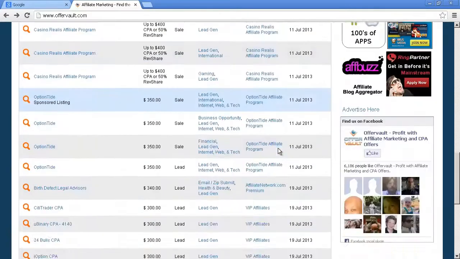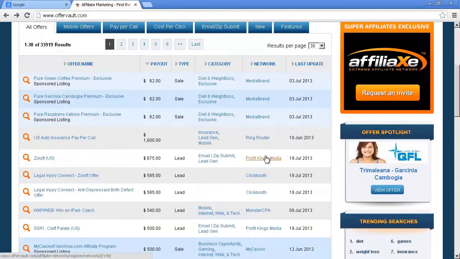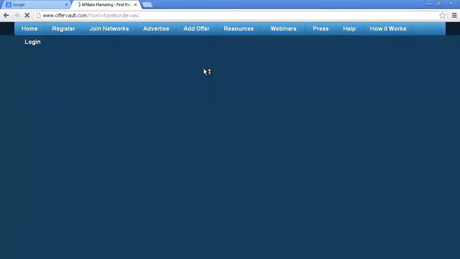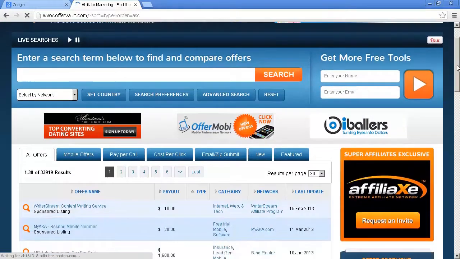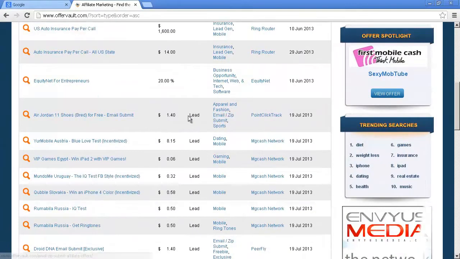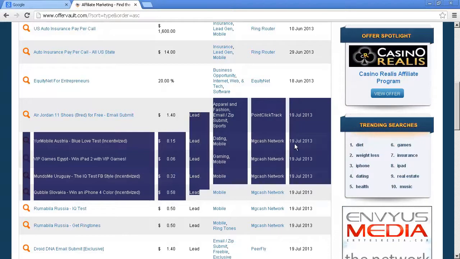So we can even sort the offers. For example, if I want to sort the offers by the type, that is whether by sale or lead, I can click here. So right now the offers are sorted by type. Here you can see all lead gen offers. We have sorted it by lead gen offer type.